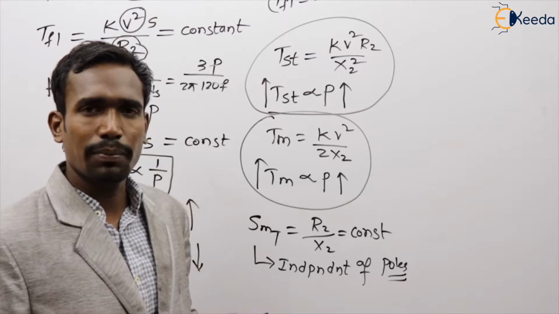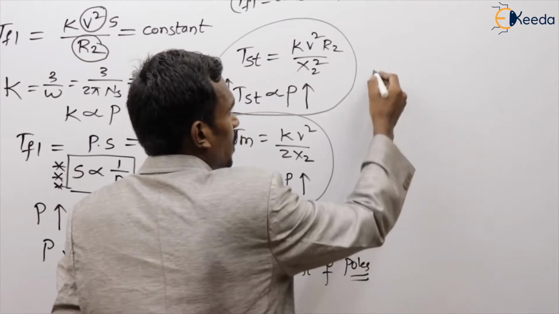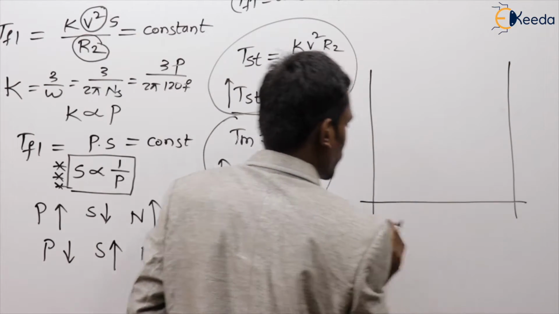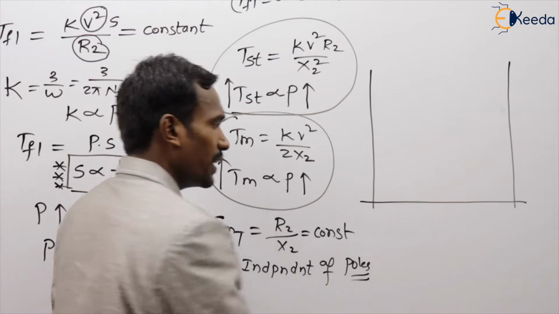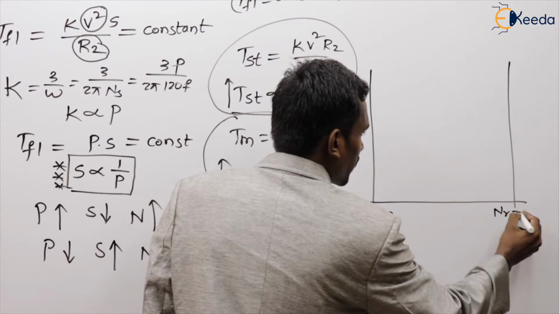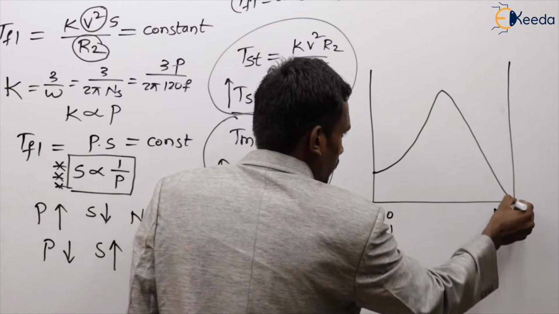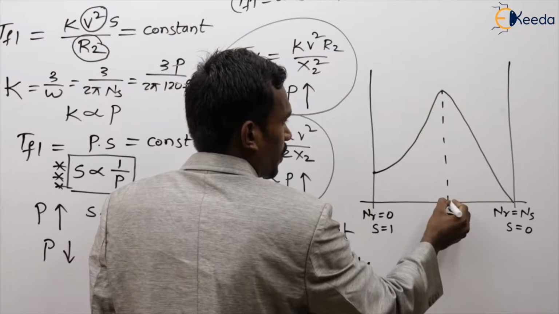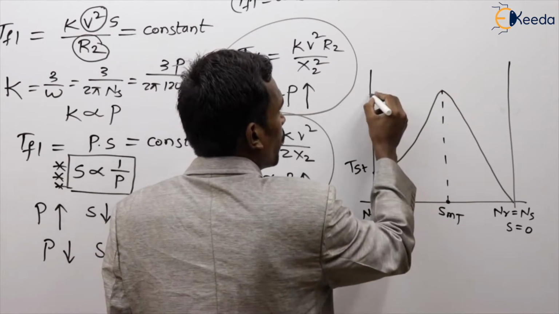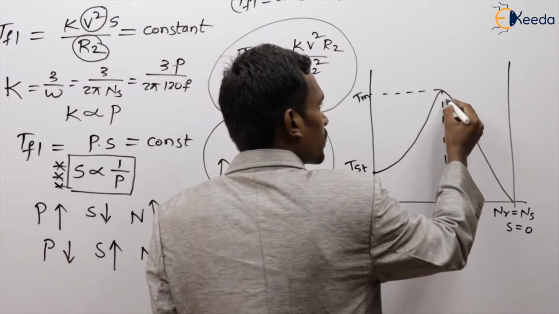After the torque is completed, next, what are the curves? How do the curves look? Let's draw the curves. See here, NR is equal to 0, S is equal to 1; NR is equal to NS, S is equal to 0. Generally these are my torque characteristics for P poles.